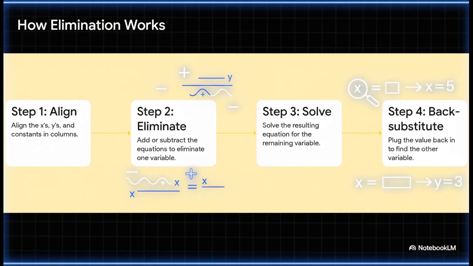The goal of elimination is to make one of the variables disappear. Seriously, we're going to add or subtract the two equations together in a way that makes either the x's or the y's completely cancel out. Once one is gone, solving for the other is a piece of cake. Then we just plug that answer back in to find the one we eliminated.